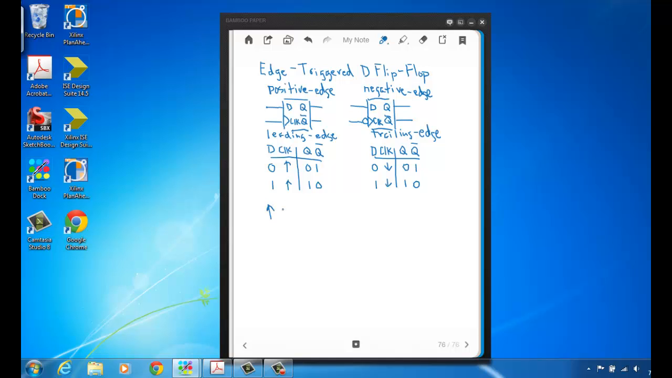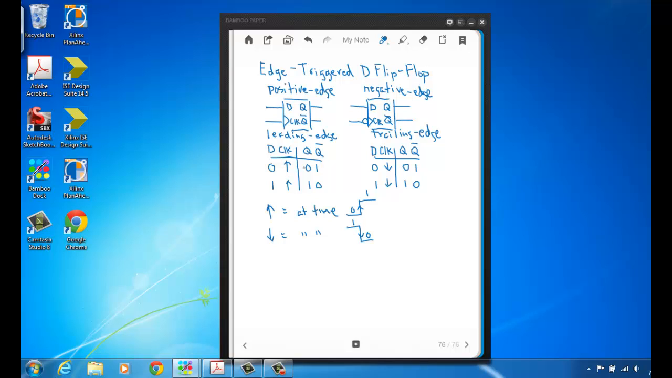So the upward arrow is referring to the time the signal on the clock input goes from a 0 to a 1. Okay, so it's talking about the time at which this transition occurs. And then the downward arrow is referring to the time that a 1 to 0 transition occurs, on the clock input. Okay, so upward arrow is this time, downward arrow is this time.